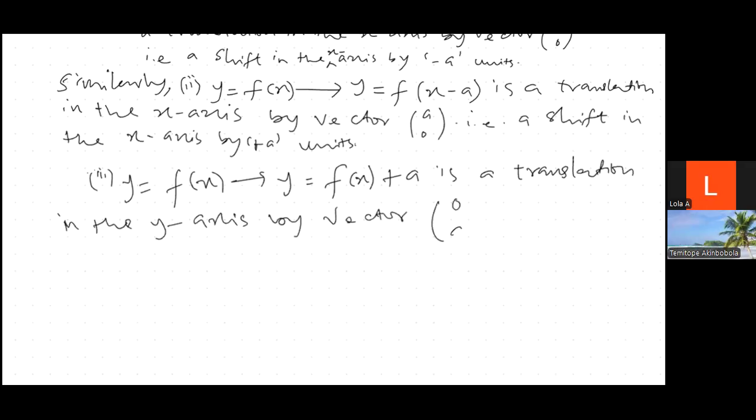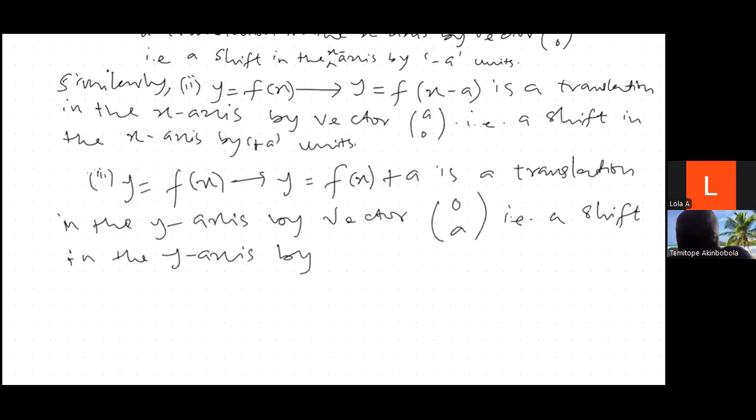0, a. So you can see the distinction between this and when it's happening in the x-axis. So 0 means the translation is not taking place in the x-axis, but in y. So that's why you have the first entry to be 0, and that means x. So 0, a, that is a shift in the y-axis by plus a unit. A shift in y-axis by plus a unit.